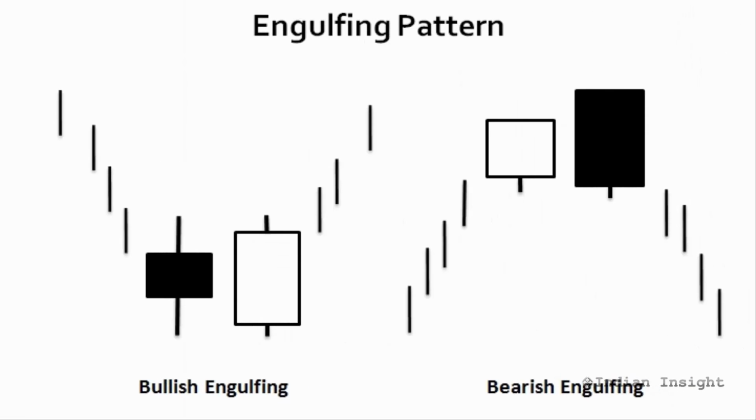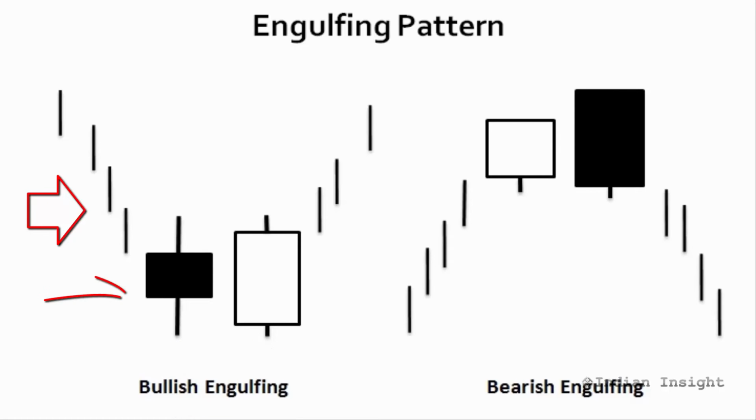The first reversal pattern we'll be looking at is the engulfing pattern. An engulfing pattern can be a bullish engulfing pattern or a bearish engulfing pattern, depending on the implication of the pattern. This pattern consists of two candlesticks of different colors. A bullish engulfing pattern occurs after a market fall and indicates a change in trend.